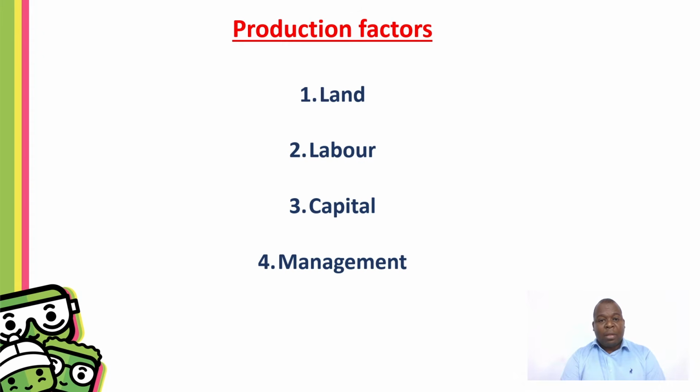Now, question number 3 will be on production factors. In agriculture, we always talk about the 4 main factors of production. That is land, labor, capital, and management.